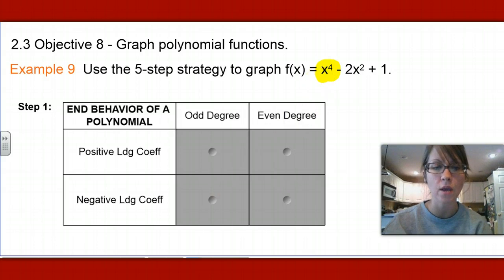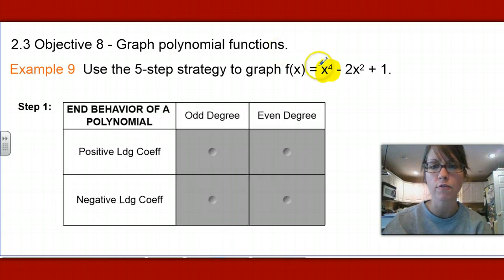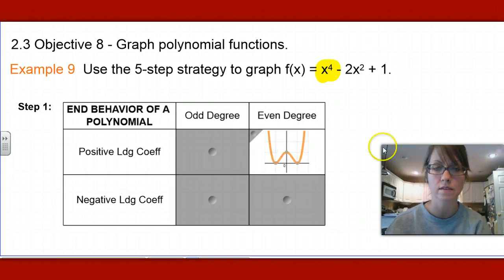There is actually a 1 in front of this x to the 4th. We don't see it because it's a 1, but the 1 is there, and we use the 1 to say that this has a positive leading coefficient. So I'm going to show you this one right off the bat. When we get done with example 9, our graph should look something like this.